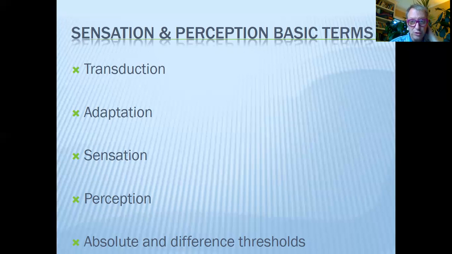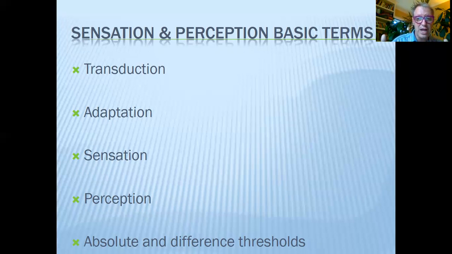There are also things known as thresholds. The absolute threshold is the smallest amount of stimulation necessary in order for us to detect it. So if you've all had a hearing test, you know they were looking at your absolute threshold for hearing. What's the softest sound you can hear in each ear?